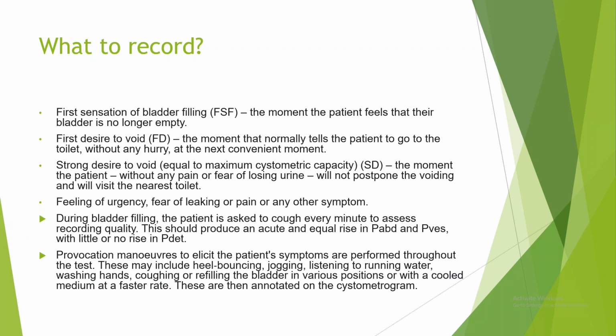Now you have to tell the patient to cough normally every now and then, like every 2 minutes, every 1 minute. You want to do this first to see if there is any stress incontinence, and second, whether your pressure changes are recording correctly in the graph or not. This is more important, because when the patient coughs, there will be an increase in the abdominal pressure, and along with that an increase in the vesical bladder pressure. So it should be the same.